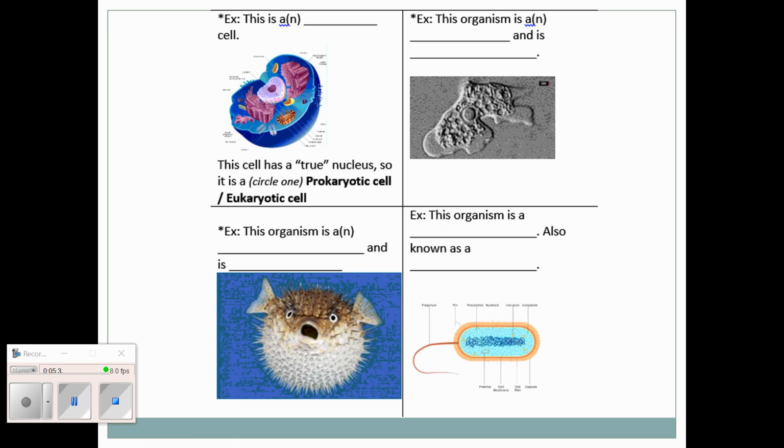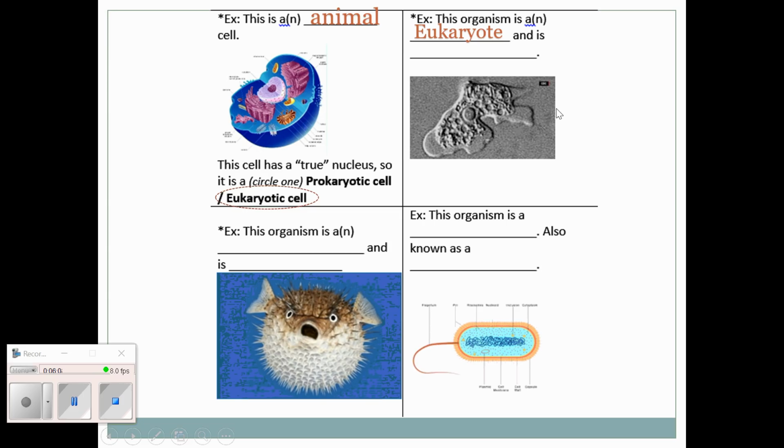So, using your knowledge of the vocabulary words that we just went over, pause the video and see if you can complete some of the blanks. Okay, so hopefully you paused this video and tried some of the things on your own. So let's start off with this picture here in the upper left. This is an animal cell. Here is the nucleus. It has a true nucleus, so therefore it is a eukaryotic cell.